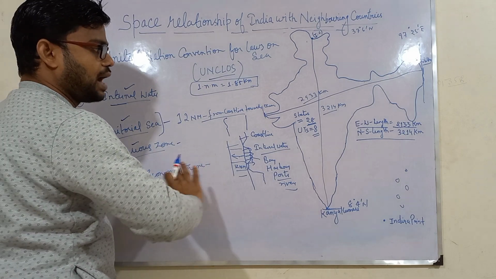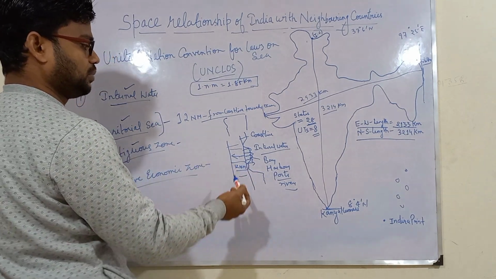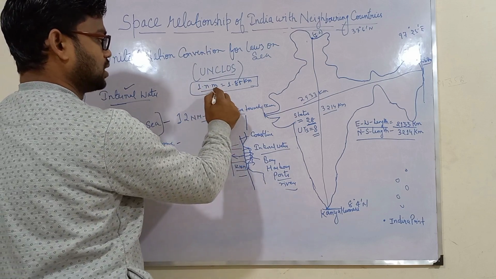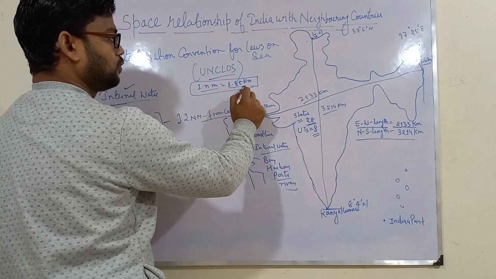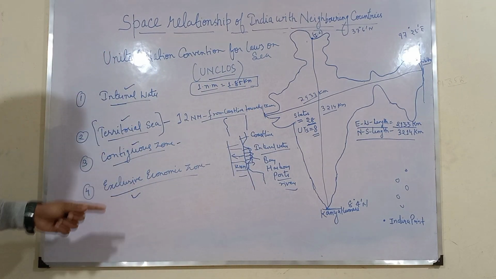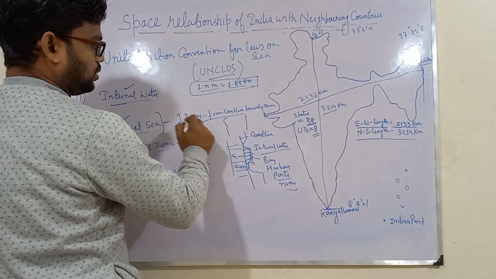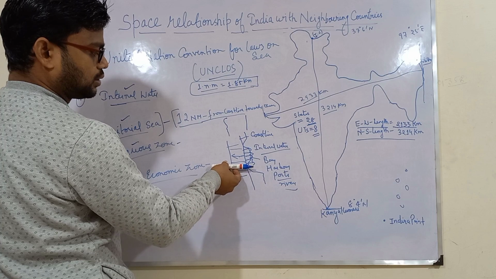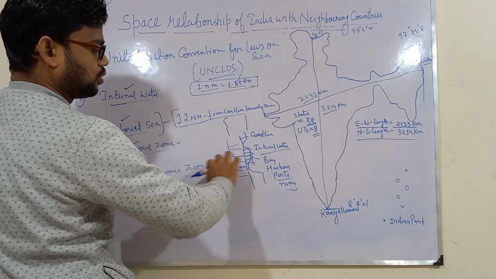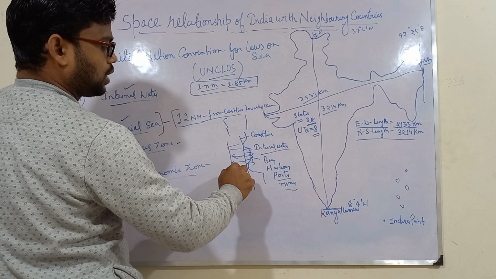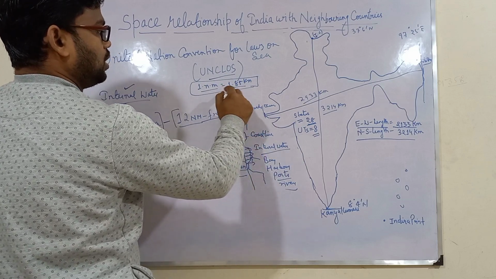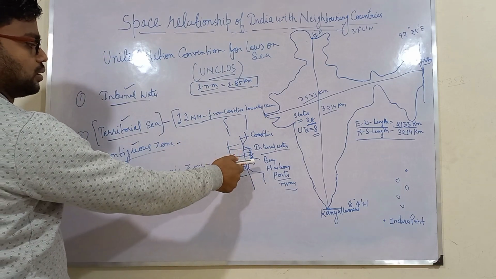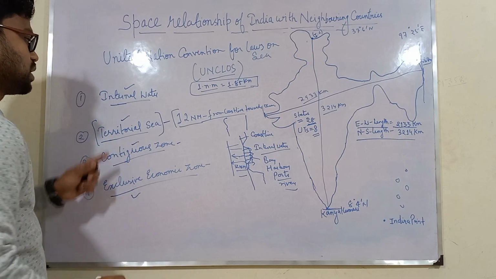Over the land we measure distance in kilometers, but in waters, in oceans, we measure distance in nautical miles. 1 nautical mile is equal to 1.85 kilometers. So the territorial sea is 12 nautical miles from the coastline toward the ocean. This is the coastline, and territorial waters will be toward this ocean, covering up to 12 nautical miles. You can multiply it by 1.85 to know the distance in kilometers. That portion is known as the territorial sea.